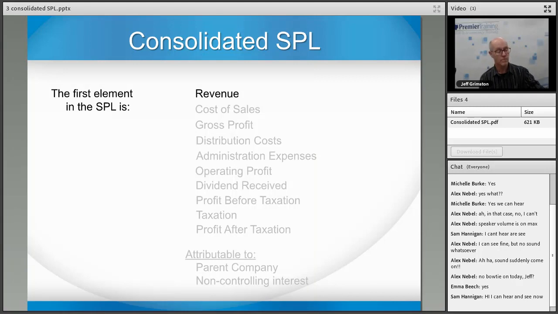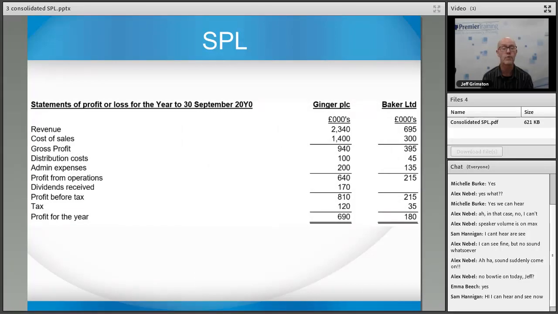So, first one is revenue. Now, you recall from last time, there's a diagram that we used. Let's have a look at the data now that we're working from. And we can see that Ginger PLC had gross revenues of 2.34 million, and Baker Limited, no prizes for the legendary figure that inspired tonight's names, Baker Limited revenue of 695,000.